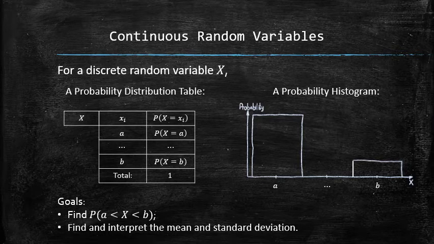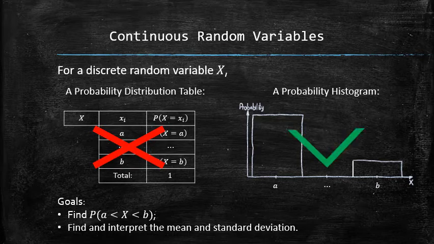We want to be able to do the same for any continuous random variable, but right away we run into a problem. The fact that it is impossible to list all values of a continuous random variable makes it impossible to construct a probability distribution table. So instead, we're going to focus on the visual representation of the information about the variable. An analog of a histogram for a continuous random variable is called a probability density curve.